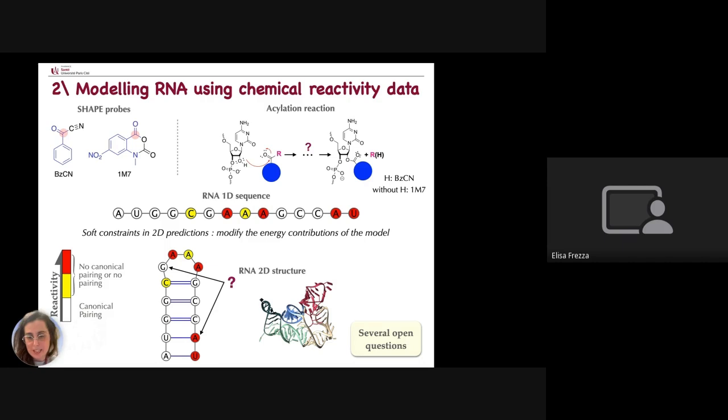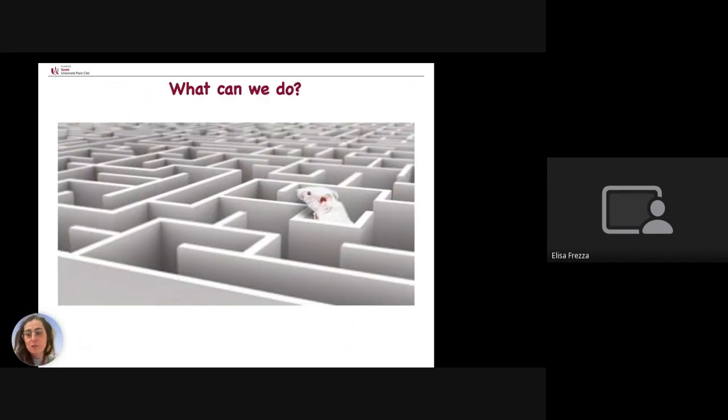So why is that? Several open questions arise. When I started to work on this, I felt like I was in a laboratory where I could not find my solution and my way, because there are plenty of things and plenty of factors that I could not understand.